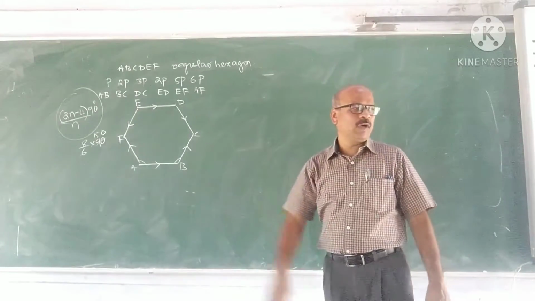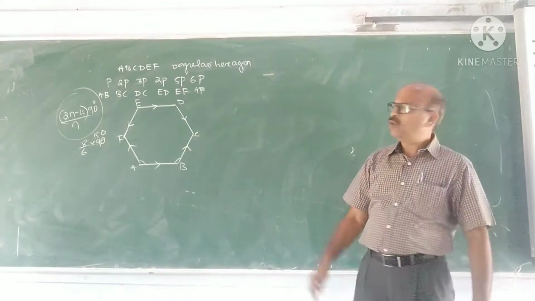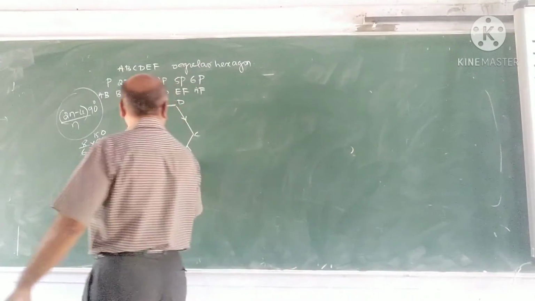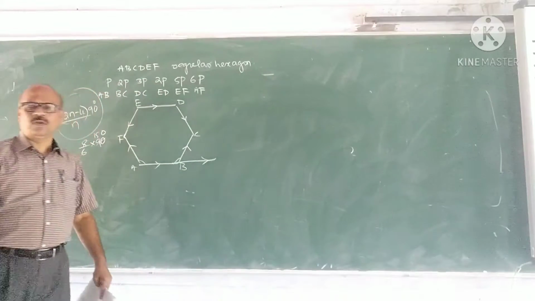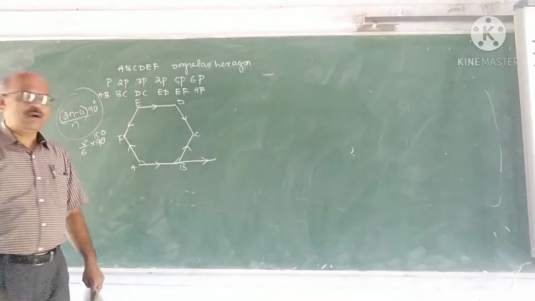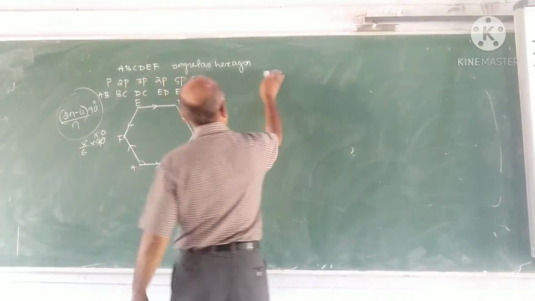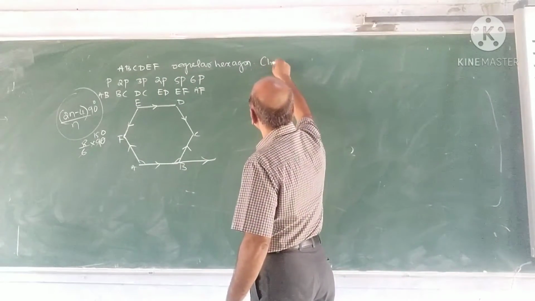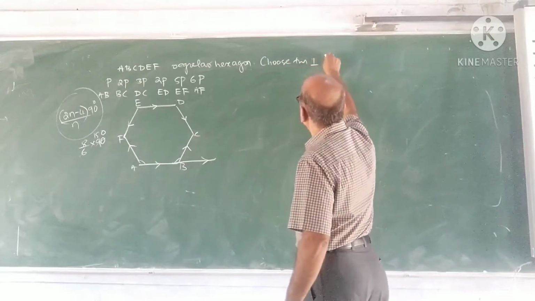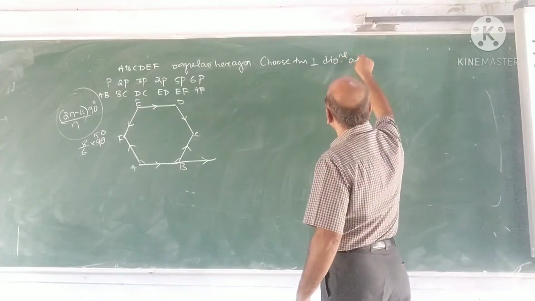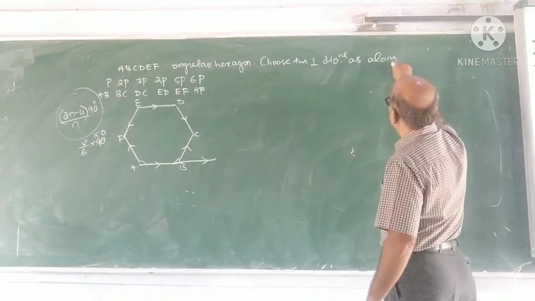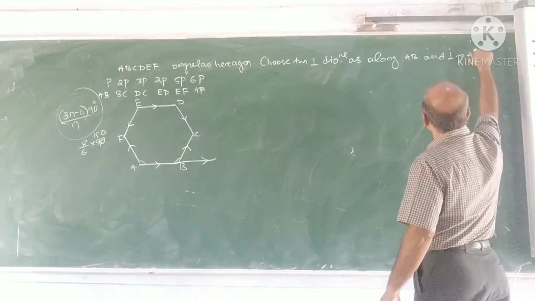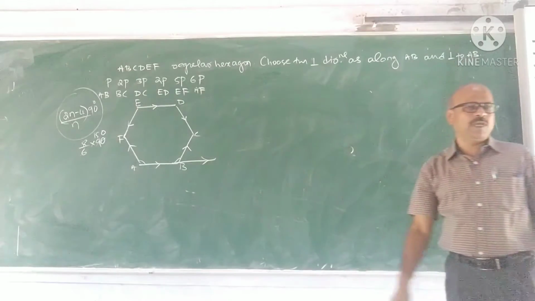How to prove that forces form a couple? You have to take resolved parts. We choose the perpendicular directions as along AB and perpendicular to AB.